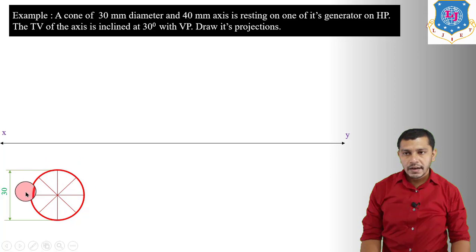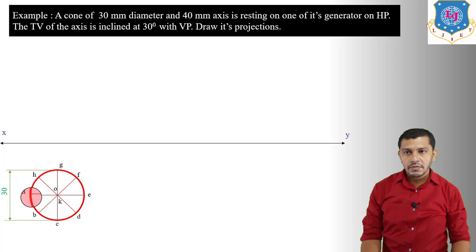For that we have to divide the circle into 8 equal parts, and we have to connect all the points to show the apex point. So this will be A, B, C, D, E, F, G, H, and this point will be the top view of the axis and the apex point. So O, K will be the top view of the axis and the apex point.